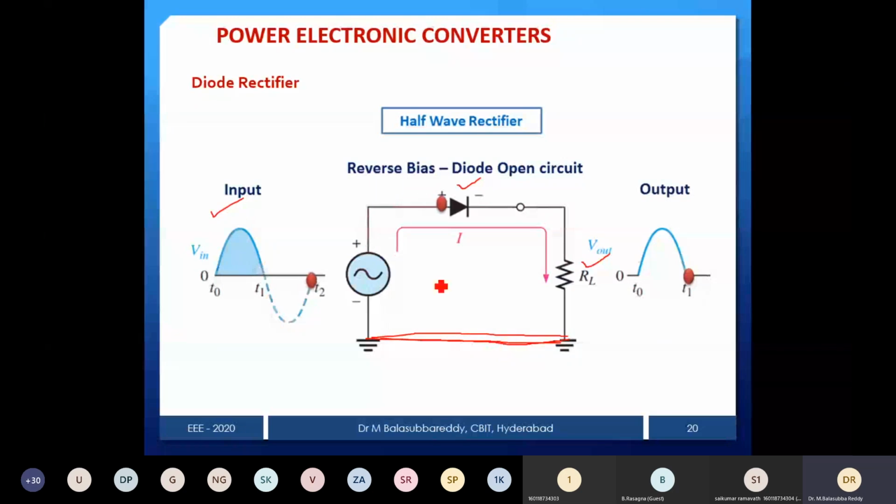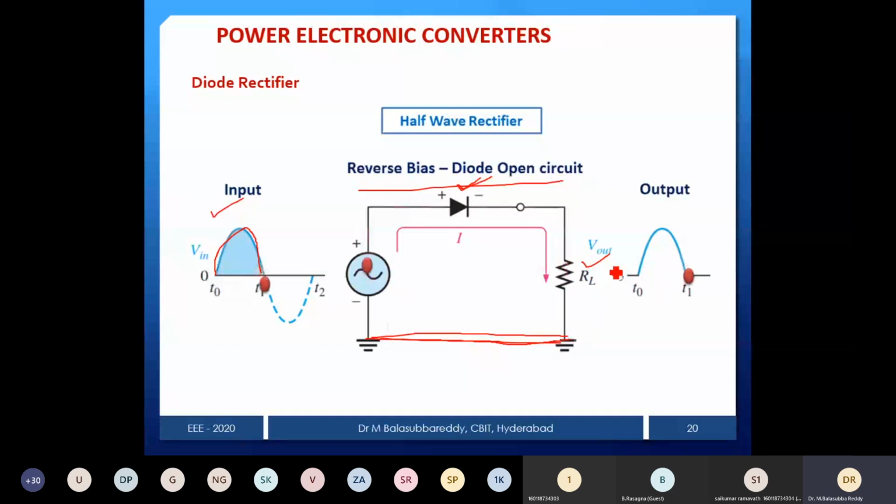You can observe the AC side positive half cycle. Now during the positive half cycle, what will happen to the diode? The diode is forward biased. If the diode is forward biased, current will pass from the AC supply, the source, through the forward-biased diode and come to the load side.